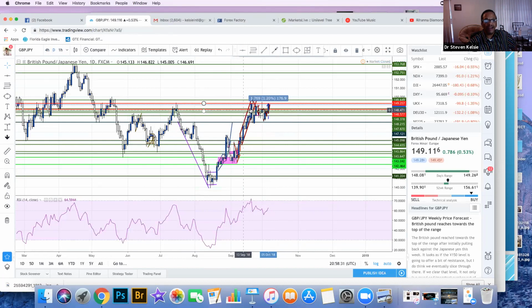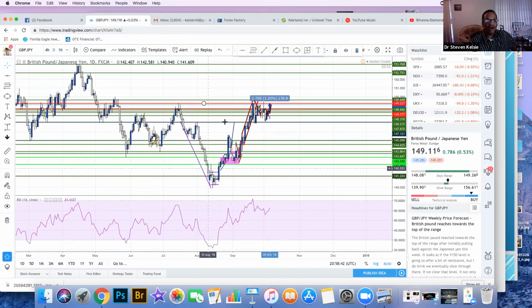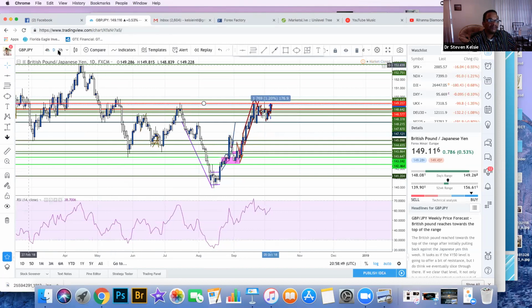I told you, look left. Anytime you want to know what the market is doing, look left. Once it got to this top, what did it do? It went down. When it got to this top, what did it do? It went down. It made a new high. All you got to do is look to the left. So it may reverse again. You just have to be ready for it.